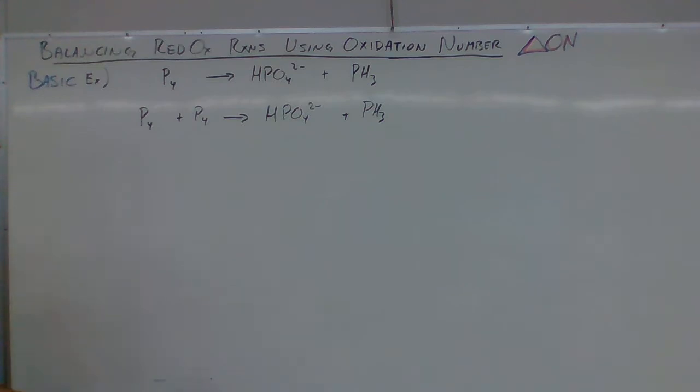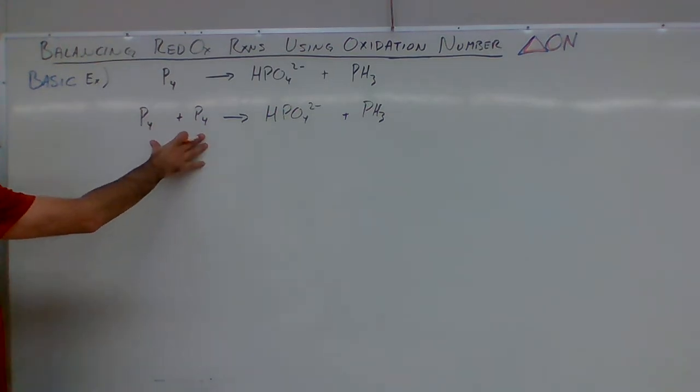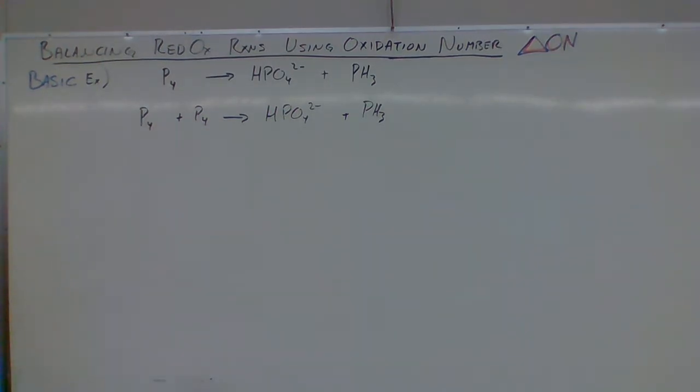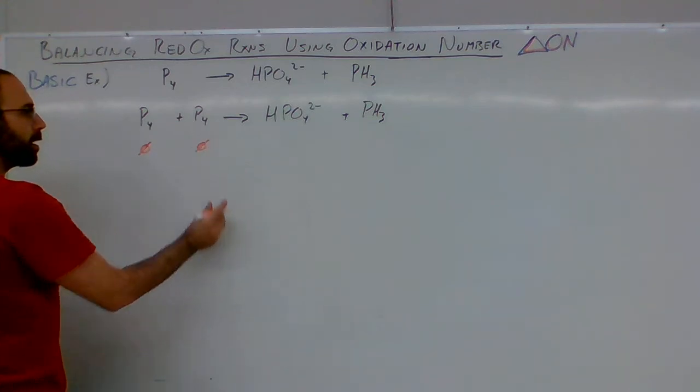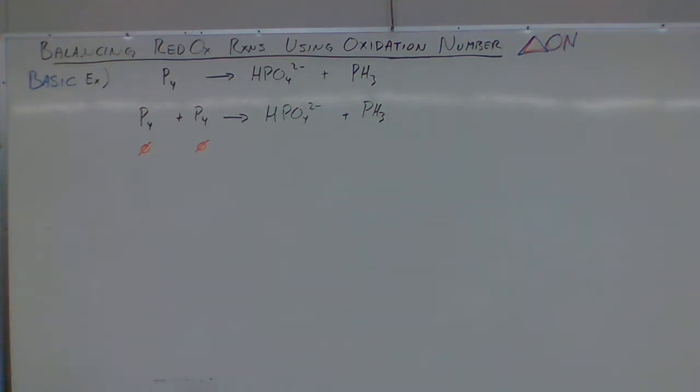But first, let's just start by looking at what our oxidation numbers are. P4, as I mentioned when we were dealing with the rules on assigning oxidation numbers, is the elemental form of phosphorus. So that means that both of these have a charge of 0, or an oxidation number of 0.